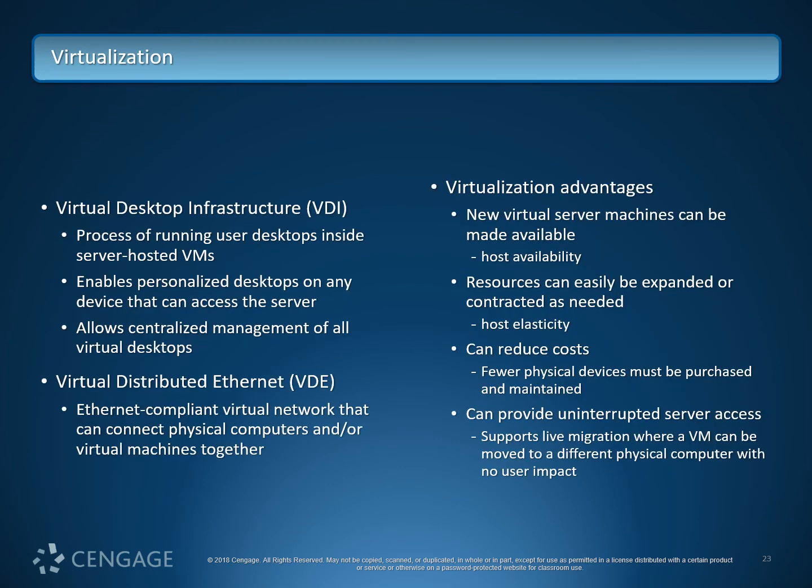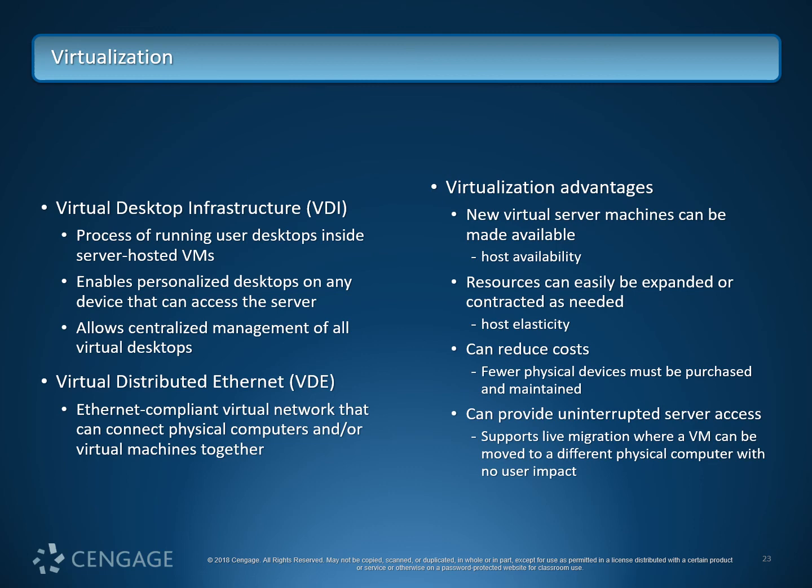VDI, or Virtual Desktop Infrastructure, is the process of running user desktops inside of a server-hosted VM. This allows us to have personalized desktops on any device that can access the server. So if I were to log in through a portal client or something similar with my laptop, I could access a particular desktop, which I could then access from my home computer through a VPN or my work desktop in any of the classrooms in which I work, which is pretty close to what happens with an Active Directory if you have mapped network drives as well.